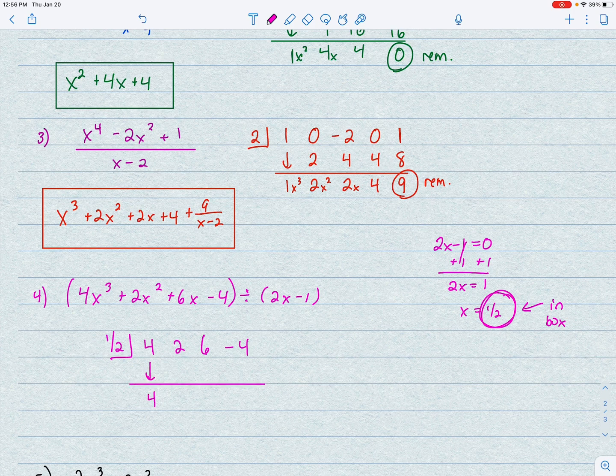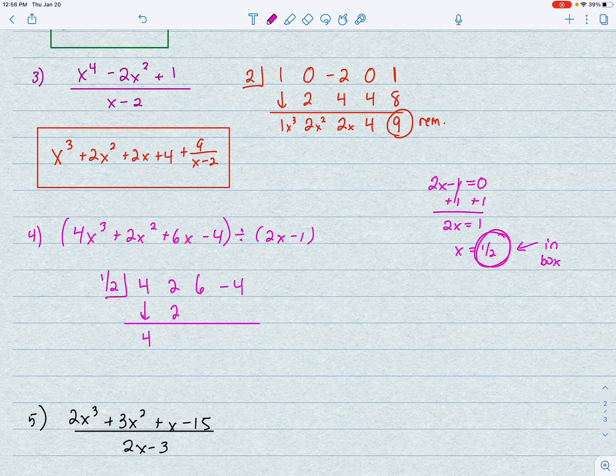Bring down your 4. 4 times a half is 2. 2 plus 2 is 4. 4 times a half is 2 again. 6 plus 2 is 8. 8 times a half is 4. No remainder. Our answer should be 4x squared plus 4x plus 8, but it's actually not.